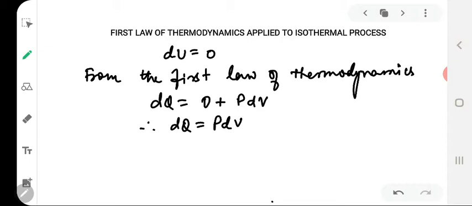Now when the gas undergoes compression, since the volume is decreasing, dV will be negative. Accordingly, PdV will also be negative, and likewise dQ will also be negative. Therefore, if a gas is to be compressed isothermally, then an amount of heat equivalent to the work done on the gas will have to be removed from it.